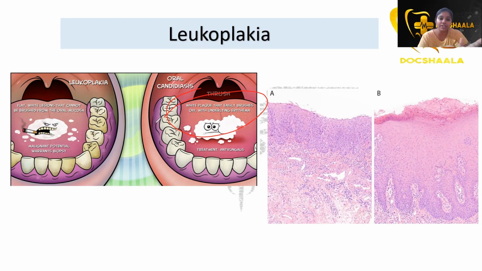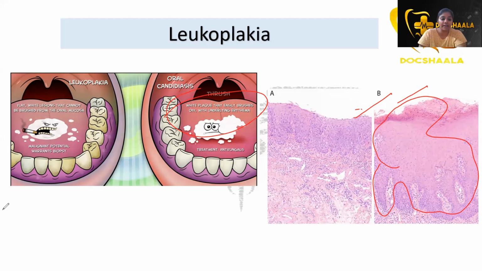The malignant potential is very much in leukoplakia, so hence biopsy should be performed, whereas oral candidiasis can be treated with antifungals. Here is the histopathology image of leukoplakia where we can see hyperkeratosis, right? You can see how much it is. So this is the main histopathological finding in leukoplakia.